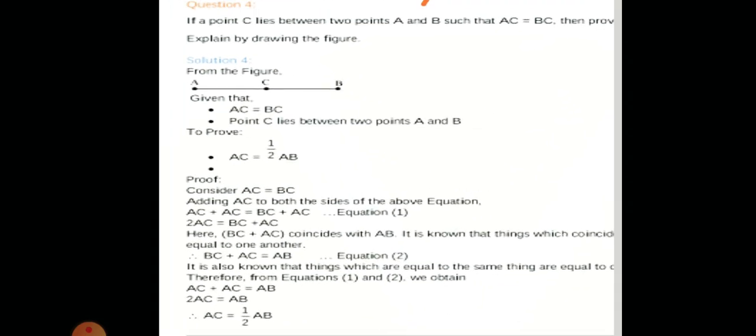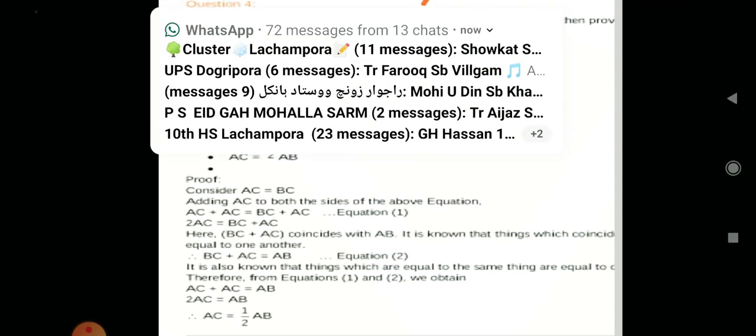Question number 4. If a point C lies between 2 points A and B, such that AC is equal to BC, then prove that AC is equal to 1/2 of AB. Explain by drawing the figure.